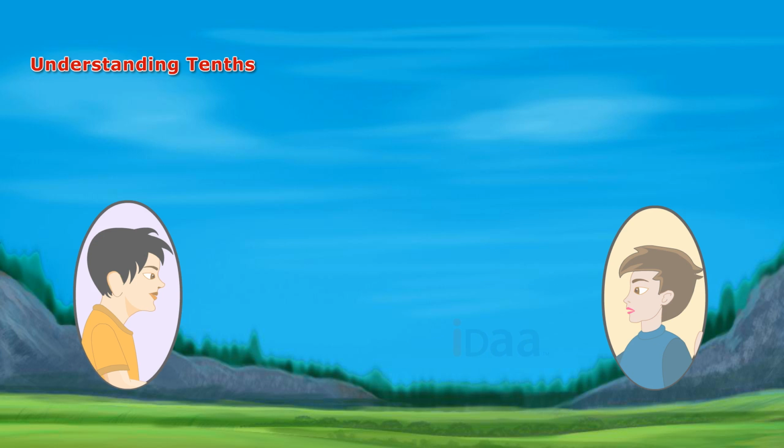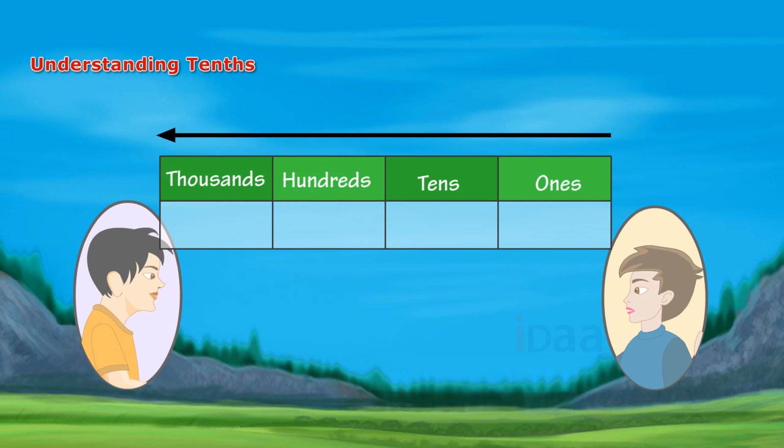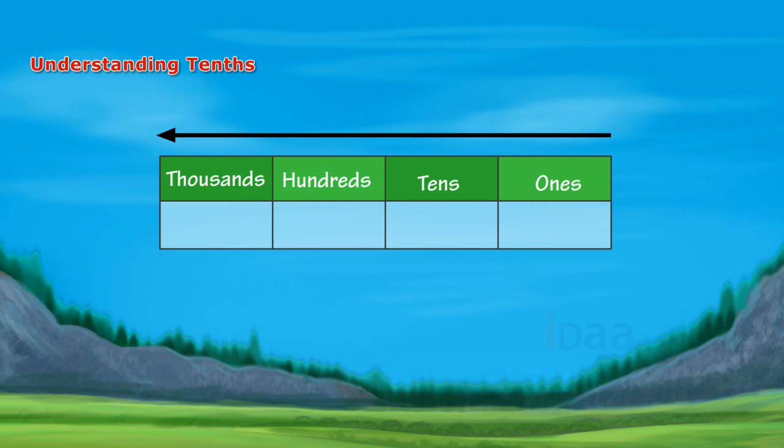Manu, you must also learn how to write a decimal in the place value table. You are already familiar with the place value table. The place value table was formed by creating columns of ones, then of tens, then of hundreds and then of thousands. That is, from the ones column we moved to the left.